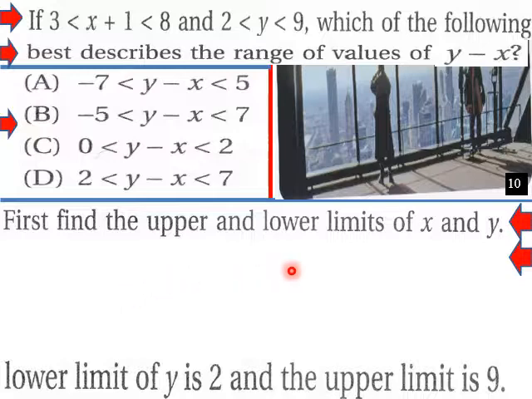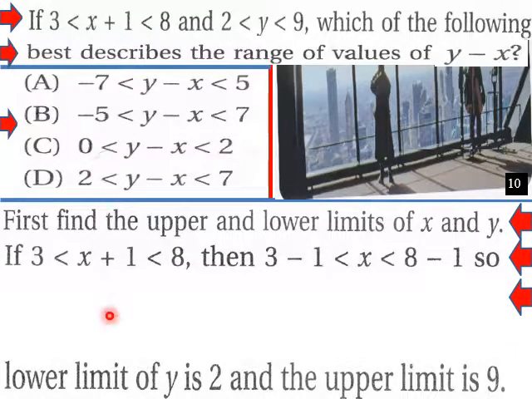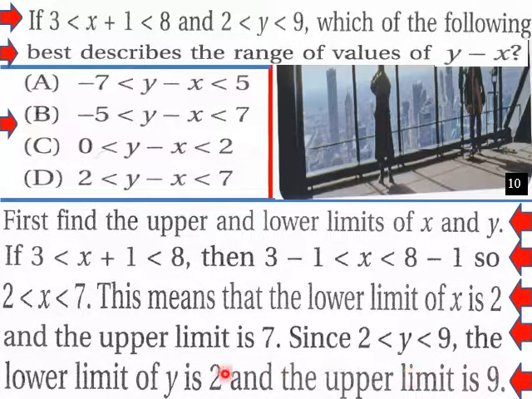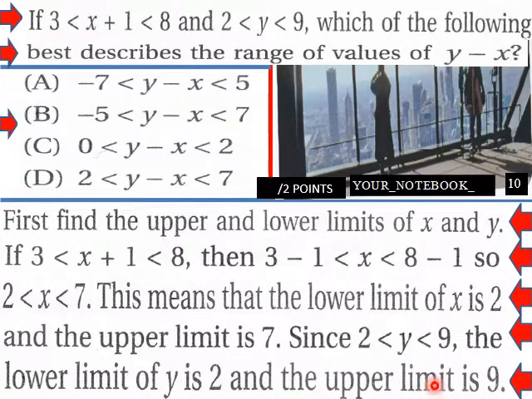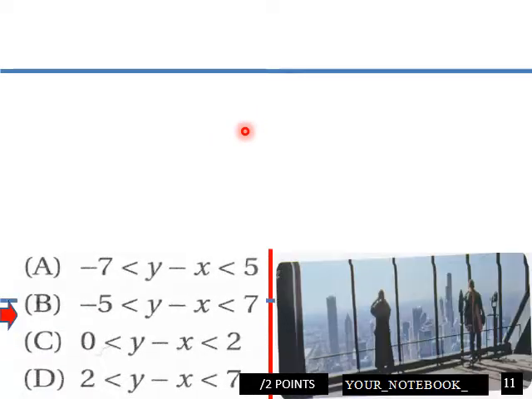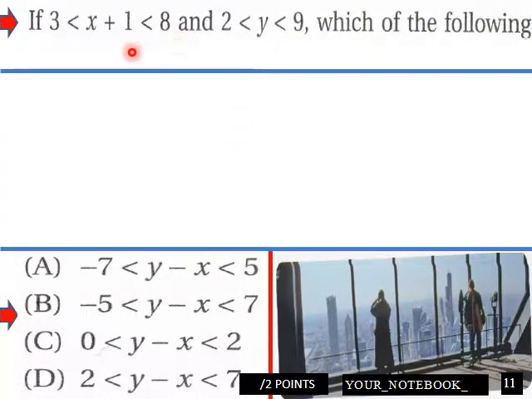And then we have the first inequality, 3 minus 1 is less than x is less than 8 minus 1. So we're going to get rid of this 1 here by subtracting 1 on both sides. This means that the lower limit of x is 2 and the upper limit is 7. Since 2 is less than y is less than 9, the lower limit of y is 2 and the upper limit is 9.